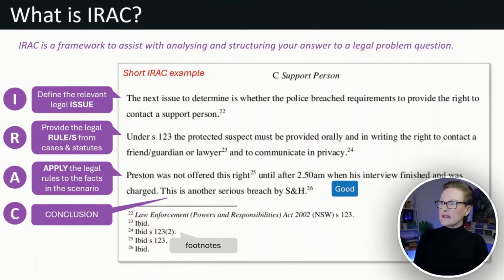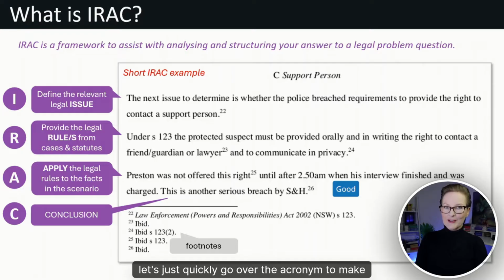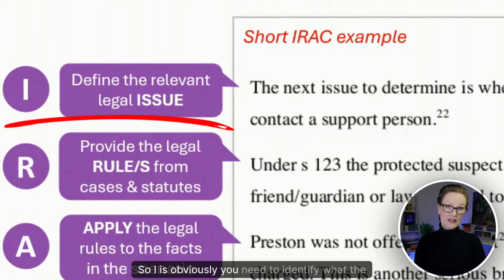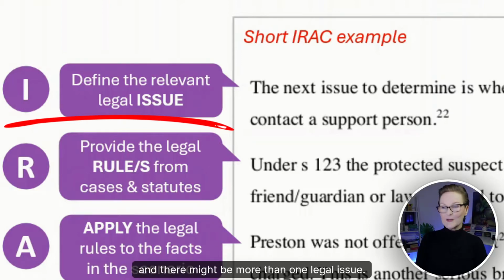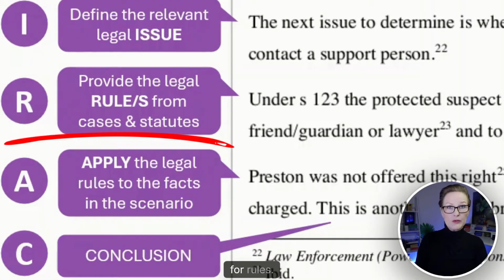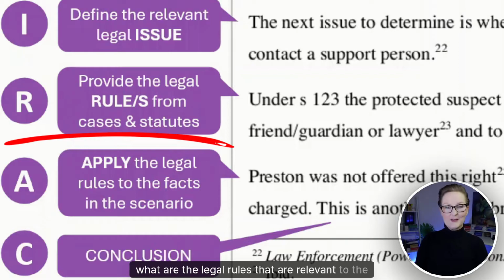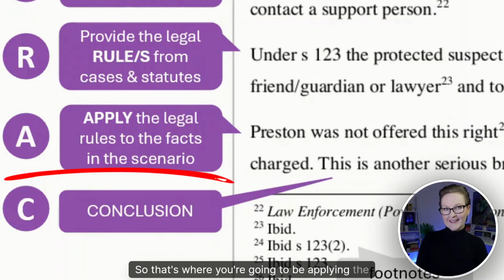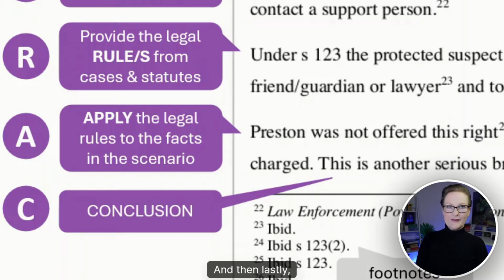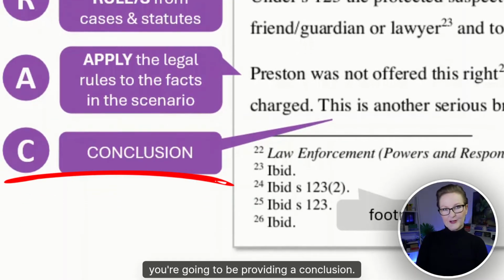On the slide here, let's quickly go over the acronym to make sure you're familiar with what each of the letters mean. I is obviously you need to identify what the legal issue is, and there might be more than one legal issue. Then you move on to R for rules. That's where you need to identify the legal rules that are relevant to the legal issue you've identified. And then A is for application. That's where you're going to be applying the legal rules to the facts in the scenario. And then lastly, of course, you're going to be providing a conclusion.